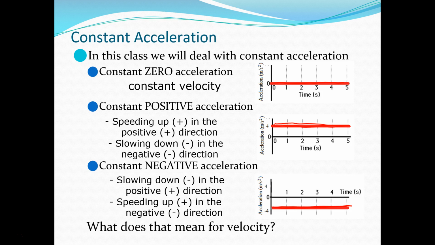Constant negative acceleration is the opposite. It means we're slowing down in the positive direction, so maybe we're driving our car and we slam on our brakes, or we're speeding up in the negative direction. So if our position or velocity have different directions, that means we're going to have that negative acceleration.